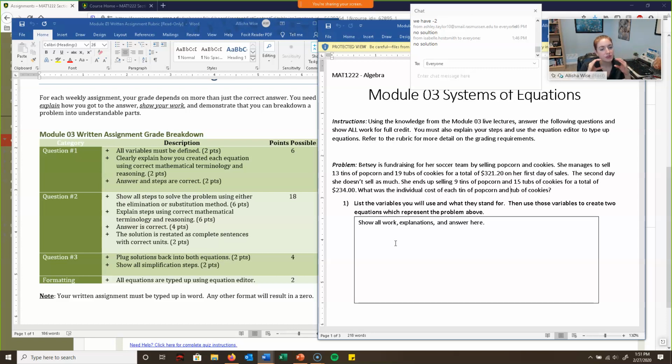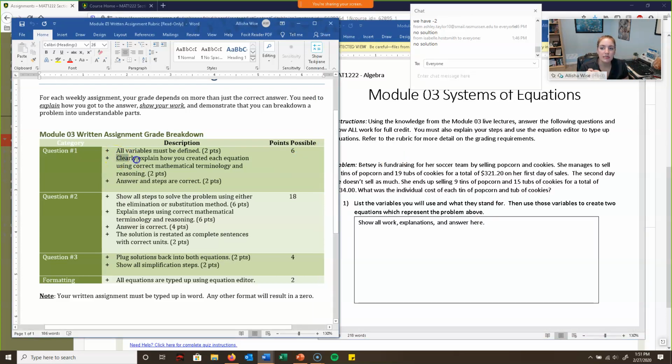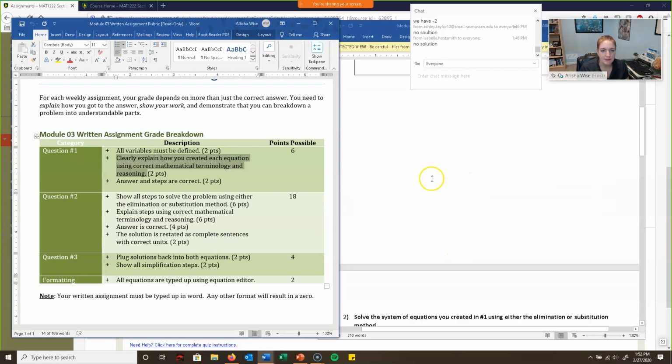Then you're going to create 2 equations from the word problem. I show you in your examples how to set those up, so if you haven't watched the word problem, that becomes a little clearer there. Be careful because you also need to include an explanation of how you created each equation. A couple sentences on how you created those equations. Don't forget that part.